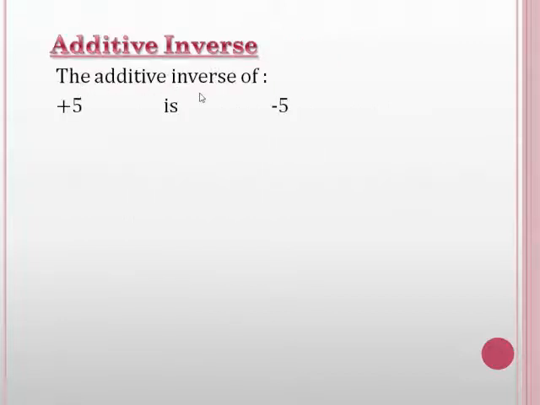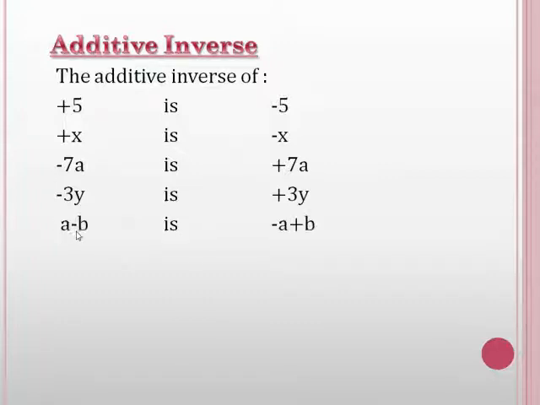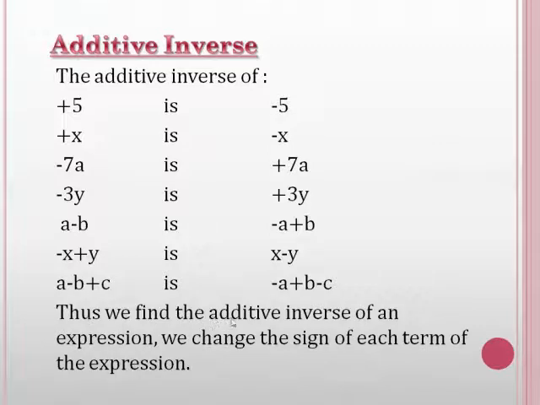The additive inverse of plus 5 is minus 5, plus x is minus x, plus 7a is minus 7a, minus 7a is plus 7a, minus 3y is plus 3y, a minus b is minus a plus b, minus x plus y is x minus y, a minus b plus c is minus a plus b minus c. Thus, we find the additive inverse of an expression. We change the sign of each term of the expression.